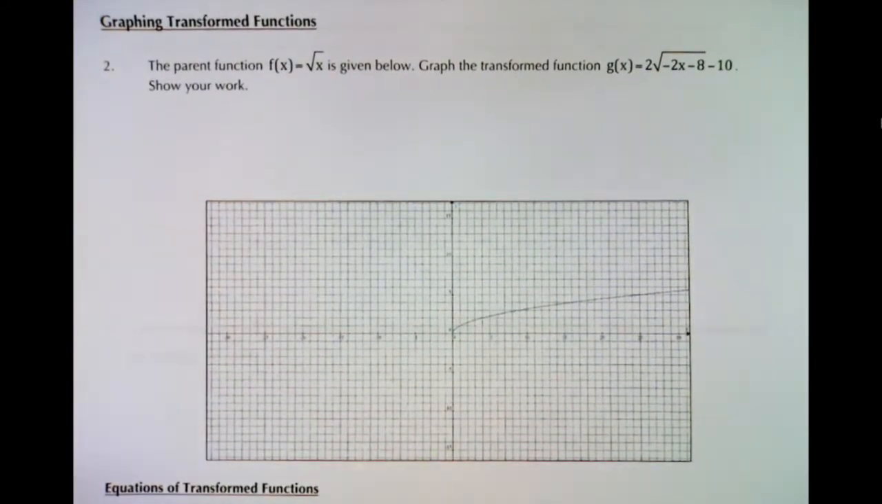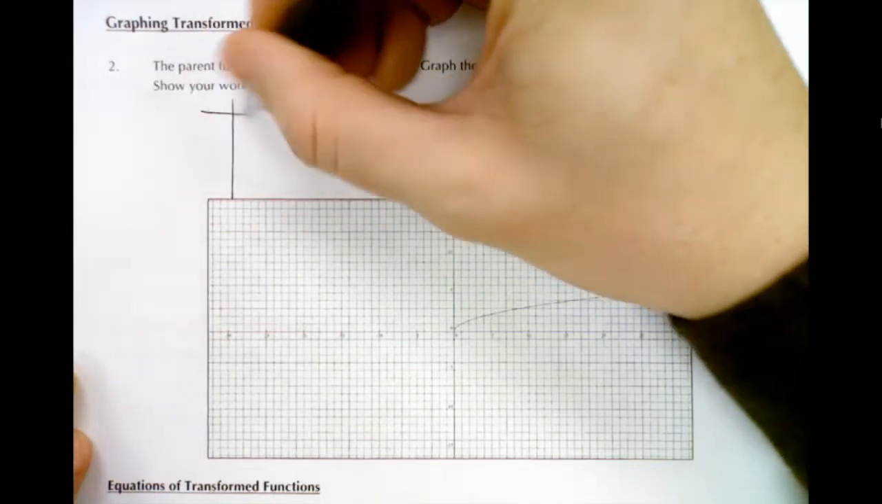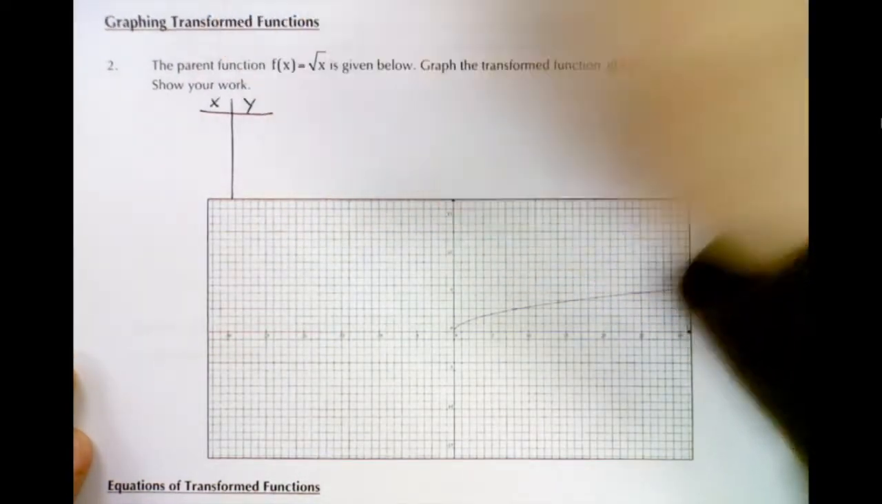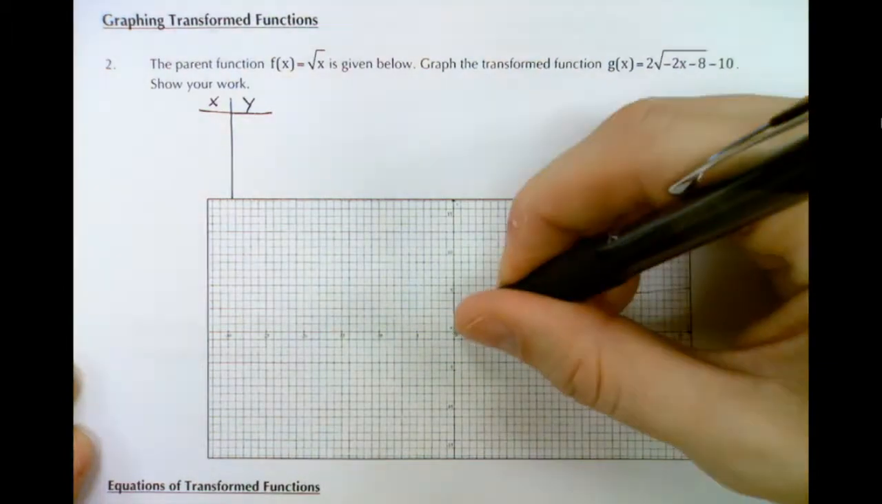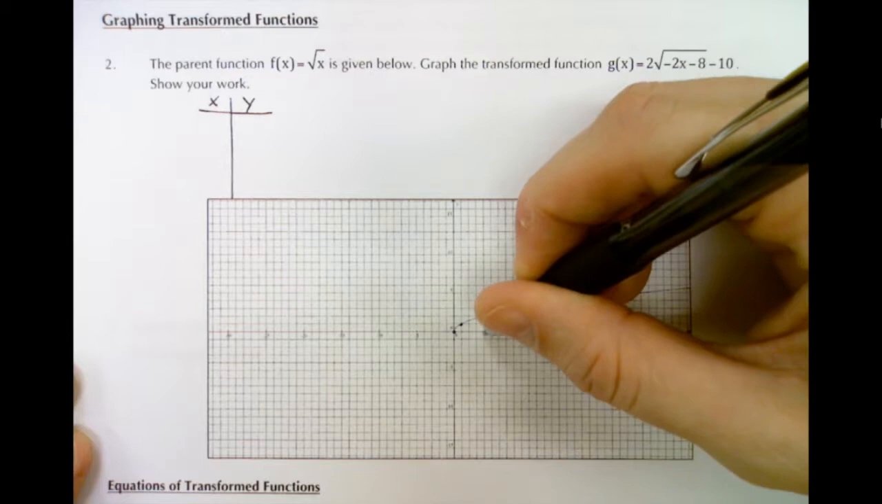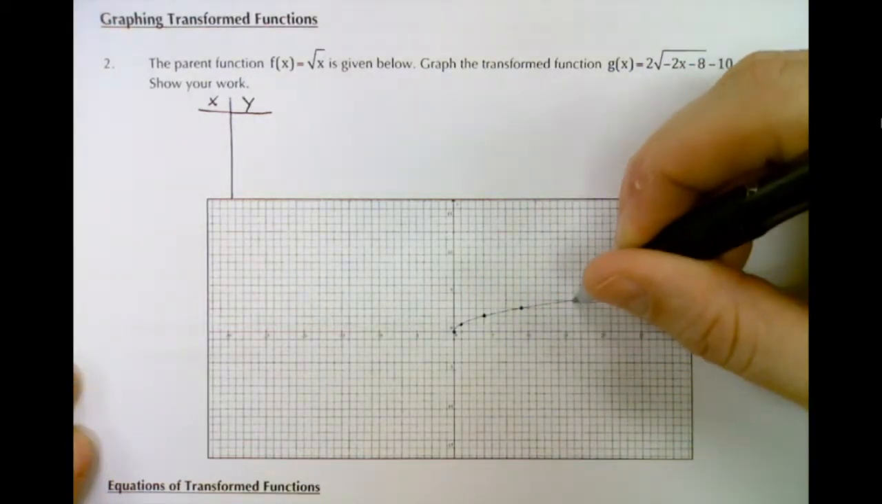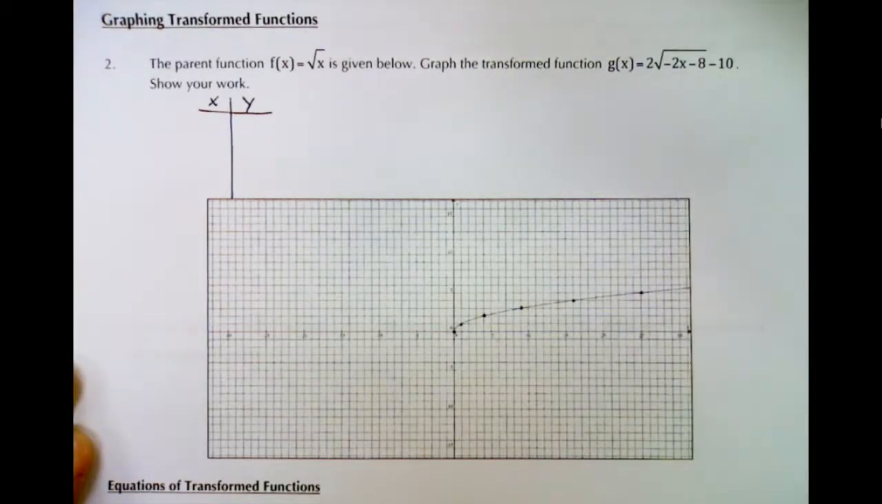The parent function is the square root of x. Graph the transformed function. What we're going to do here is use mapping notation to graph it. So I'm going to start with some key points on the parent function. What are the original x's and y's? Well, 0, 0 is an original, 1, 1, 4, 2 is a nice one, 9, 3, 16 and 4, 25 and 5. Those are some really nice points.